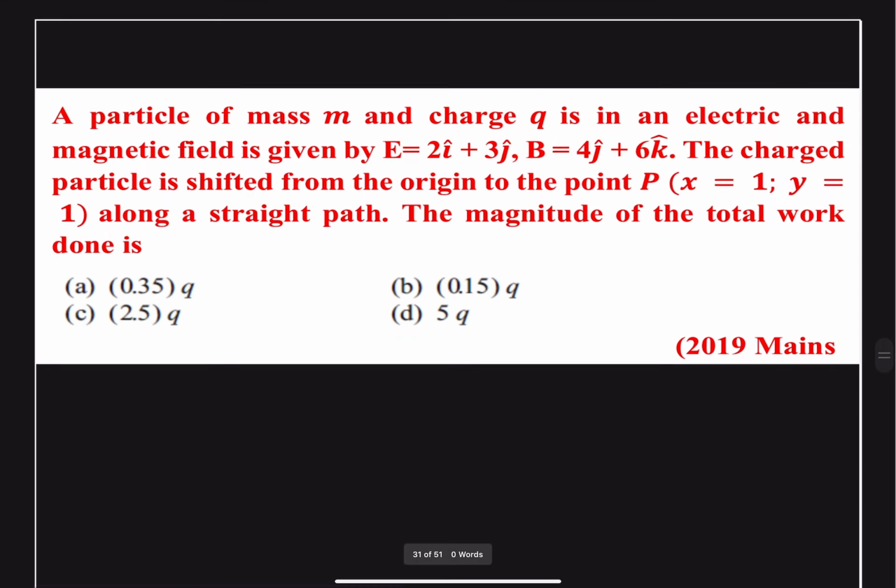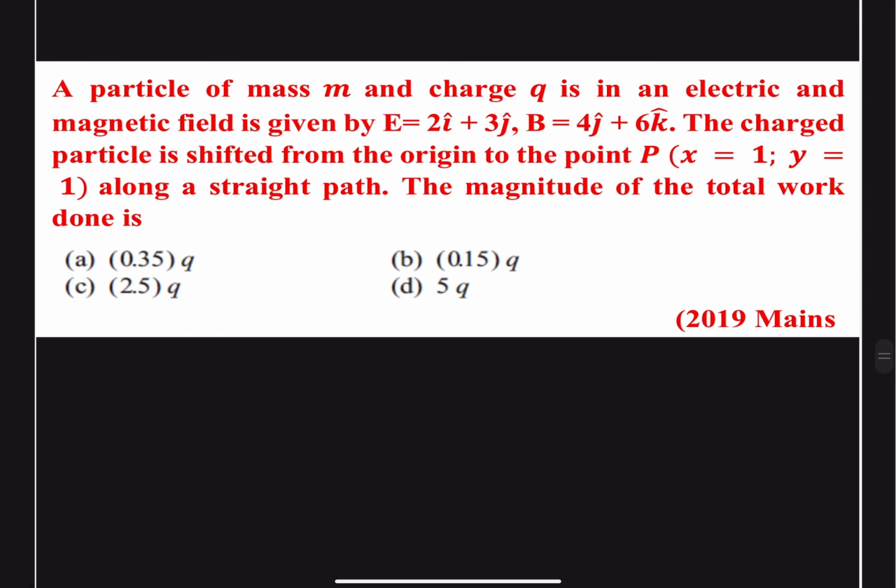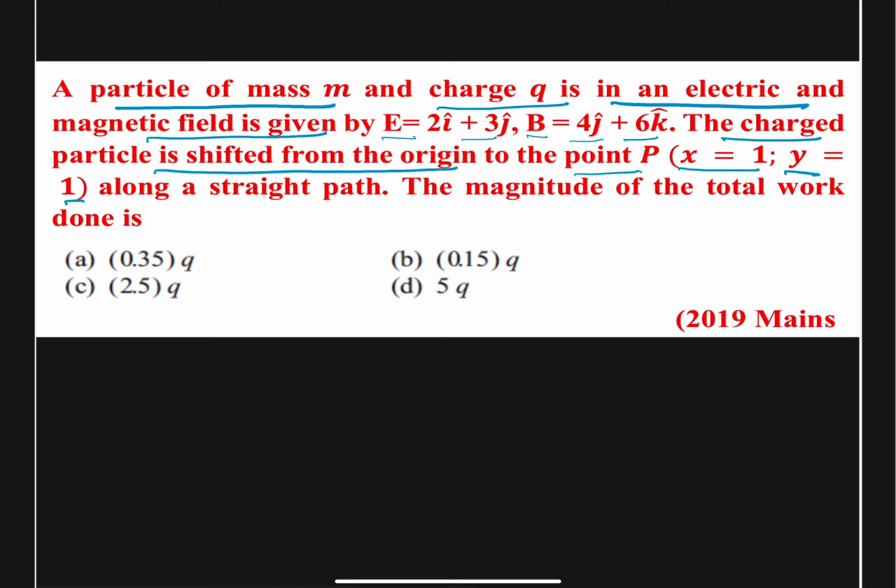Next question, and it states that a particle of mass m and charge q is in an electric field given by E equal to 2i plus 3j and magnetic field 4j plus 6k. The charged particle is shifted from the origin to the point x equal to 1 and y equal to 1 along a straight line. The magnitude of the total work done is.